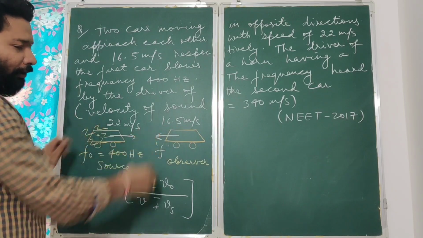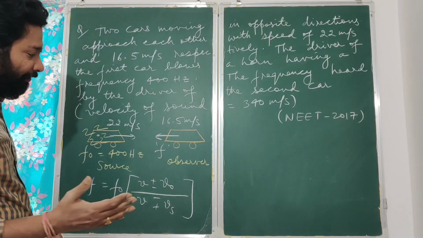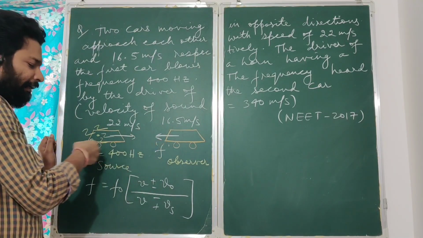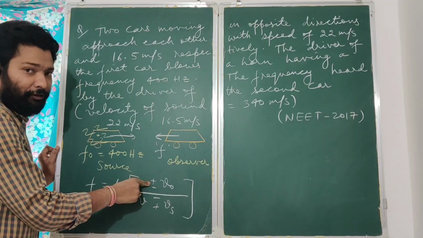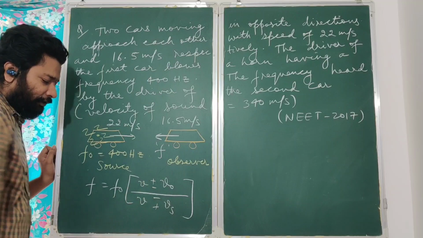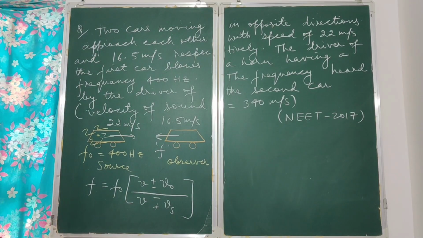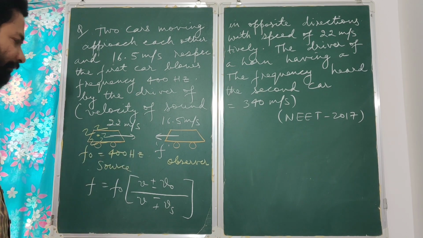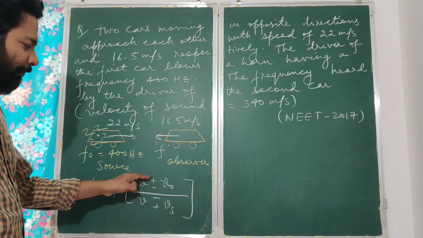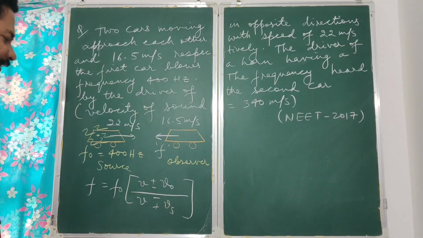Similarly, when they are moving towards each other, distance is decreasing with time, so f should be greater than f0. That is numerically possible when you choose plus in the numerator and minus in the denominator. So now here what is happening? Both are moving towards each other. So f should be greater than f0. So what sign we will choose? Plus in the numerator and minus in the denominator.